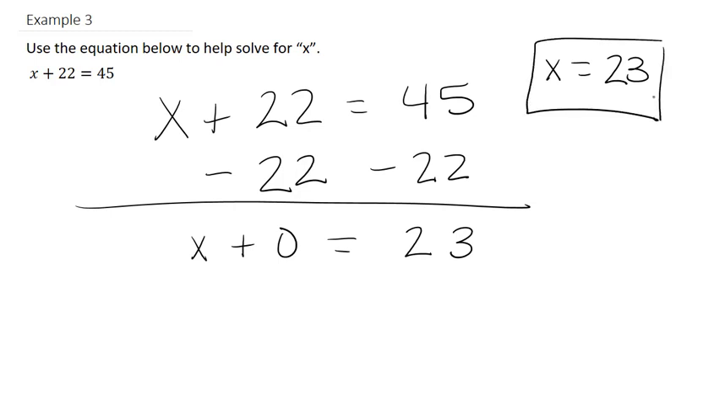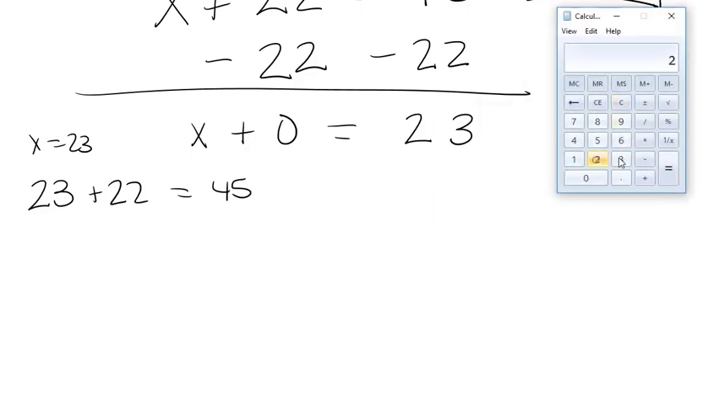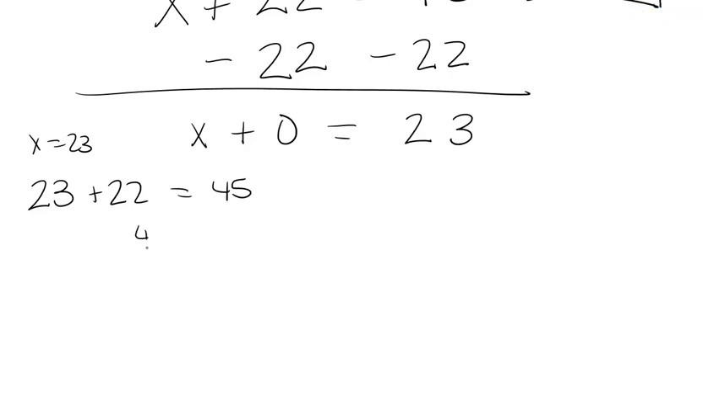Now, if we need to check this, all we can do is just substitute this x equals 23 into this equation. So if we were to do that, we would have 23 plus 22 equals 45, because x is equal to 23. Now, 23 plus 22, we can get our calculators out. We get 45. So 45 is equal to 45. So this means that we have the correct solution.